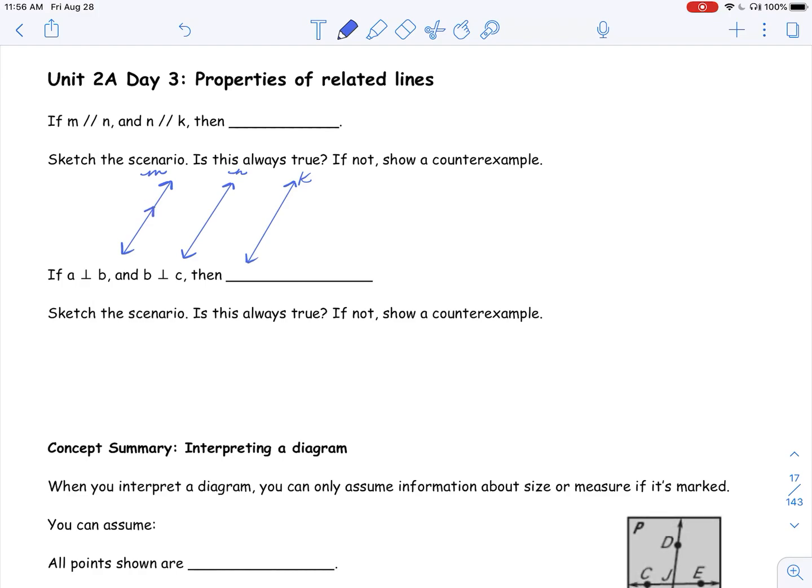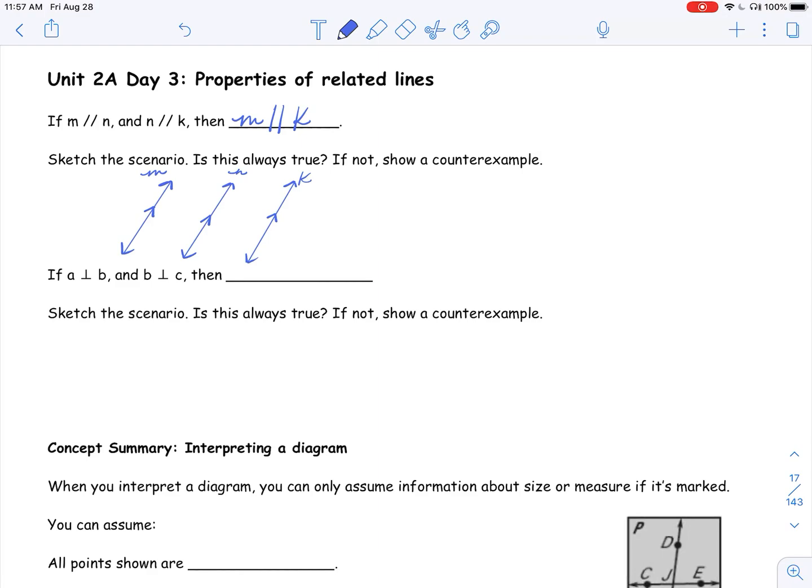then what can be determined? I'm putting these little extra arrows in here so that we can see our parallel markings. So if M is parallel to N and N is parallel to K, then M is going to be parallel to K. Is this always true? And if not, show a counterexample.